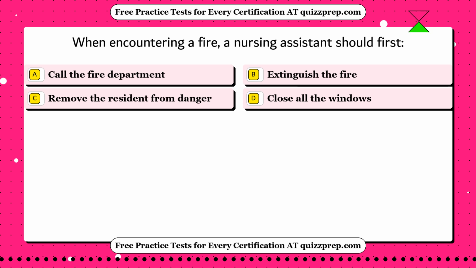Question 44. When encountering a fire, a nursing assistant should first: Option A. Call the fire department. Option B. Extinguish the fire. Option C. Remove the resident from danger. Option D. Close all the windows.